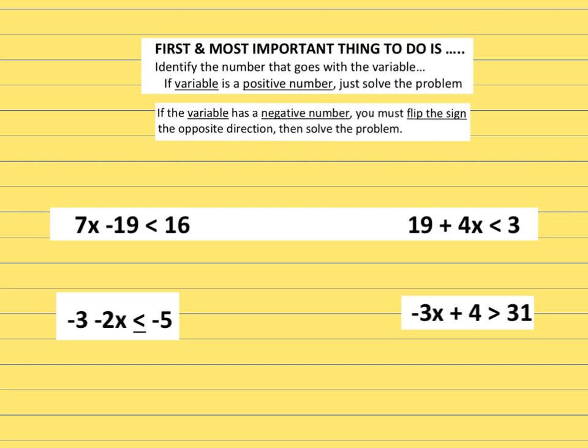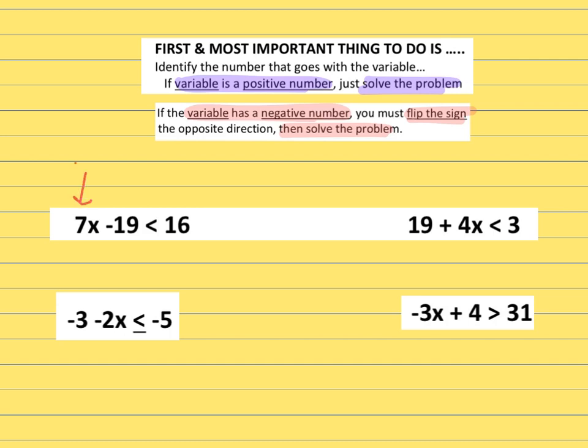Okay, so the next thing we're going to look at with inequalities is solving an inequality itself. So the first and the most important thing you need to do is look at what number is going with your variable. If the number that's with the variable is a positive, then you just leave it alone and solve the problem. If the variable you're working with has a negative number with it, then we're going to flip the sign, then solve the problem. Okay, so just a little quick review.